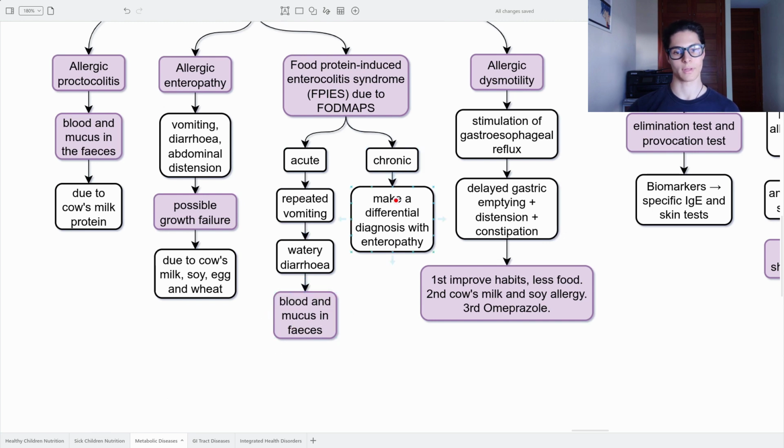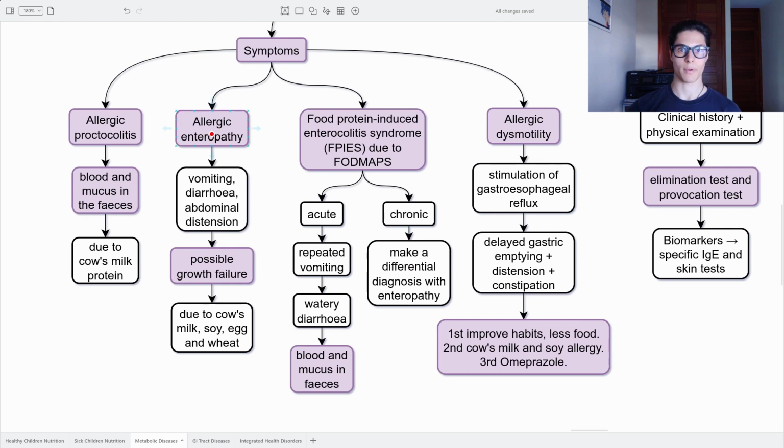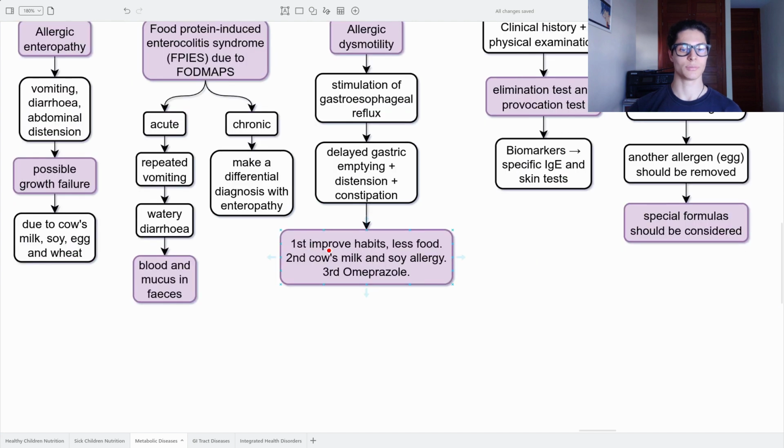And chronic, on the other hand, make a differential diagnosis, so do not confuse it with the enteropathy. And allergic dysmotility, stimulation of gastroesophageal reflux, delayed gastric emptying, plus distension and constipation. First is to improve the habits, less food, and the second is the cow's milk or soy allergy. And the third one is the omeprazole.